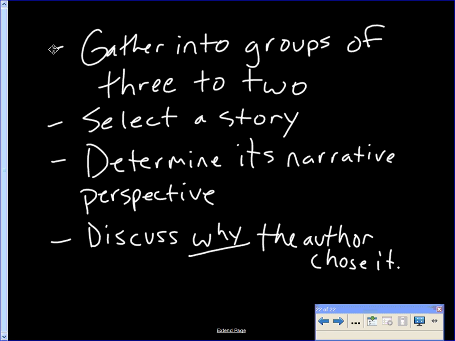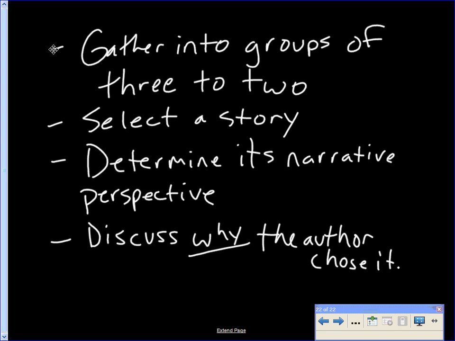Consider how the story would have been different had it been told by another character. I'll give you an example. Consider Rikki Tikki Tavi, and consider how that story might have changed had it been told from the snake's perspective instead of Rikki Tikki's perspective. You start asking yourself questions like that, hypothetical questions about shifting narrative perspective from one character to the next, then you can start to realize why the author chose the narrative perspective that he or she did.